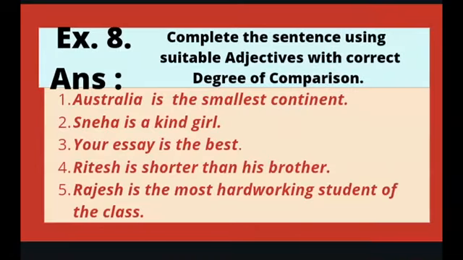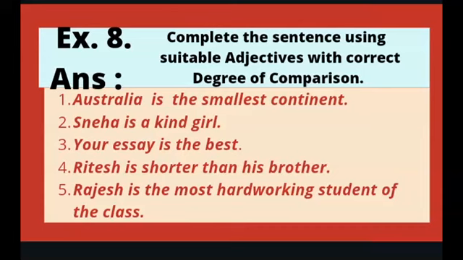Australia is the smallest continent. Sneha is a kind girl. Your essay is the best. Ritesh is shorter than his brother. You may write taller, you may write smarter, but it should be comparative degree. Rajesh is the most hardworking student of the class.